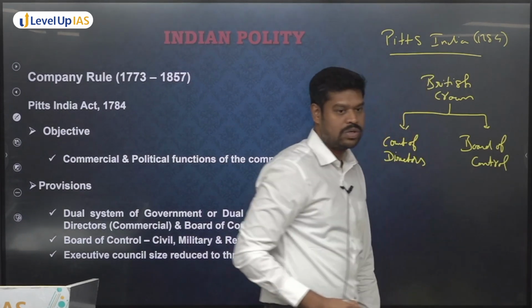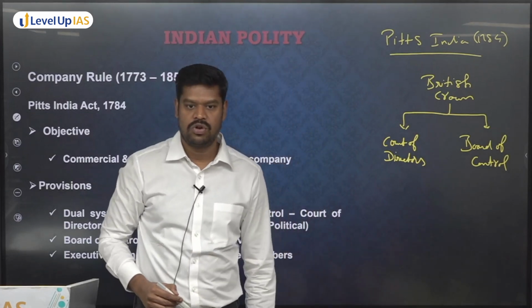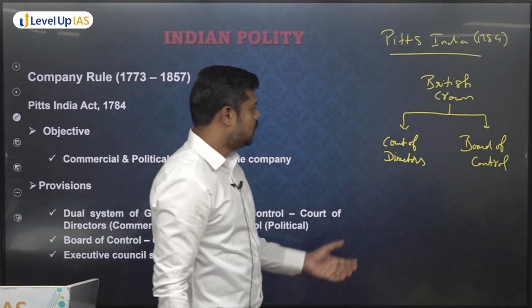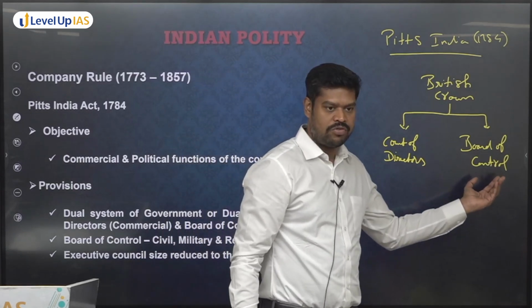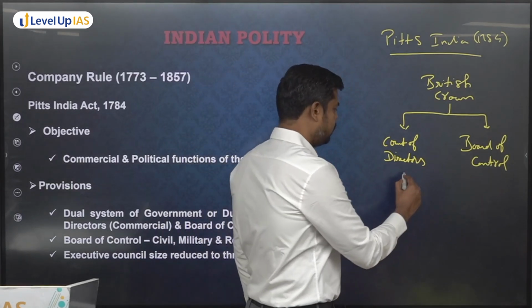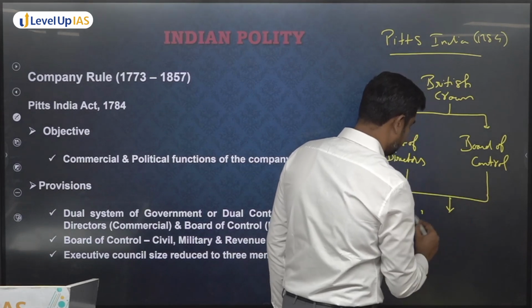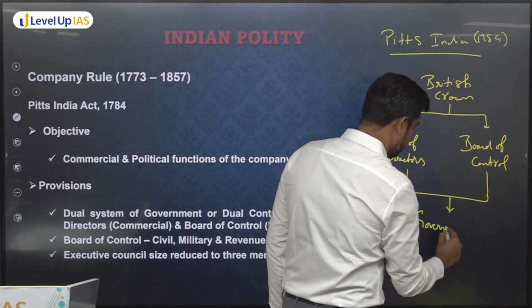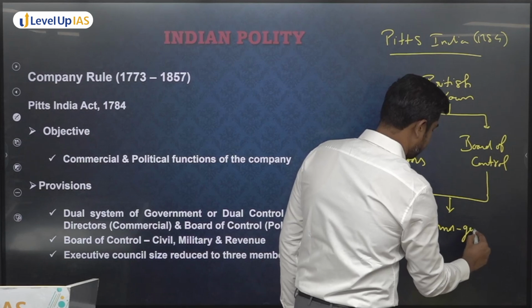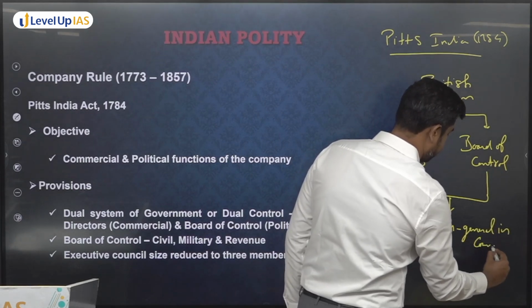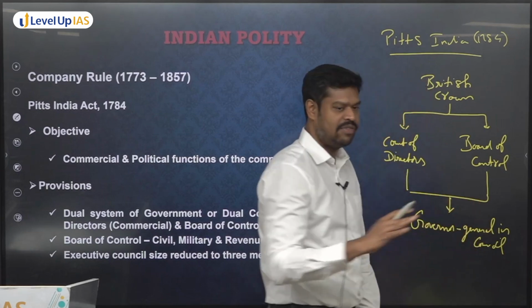So they can ask you, when was the board of control created? The board of control was created by the Pitt's India Act in 1784. You have the court of directors and you have the board of control, and both can give directions to the Governor General in Council. So remaining everything else is the same.